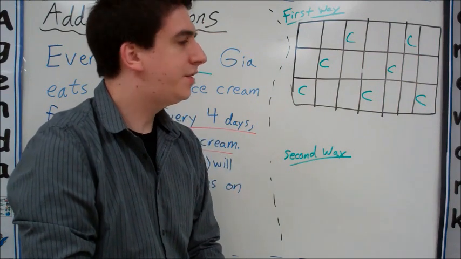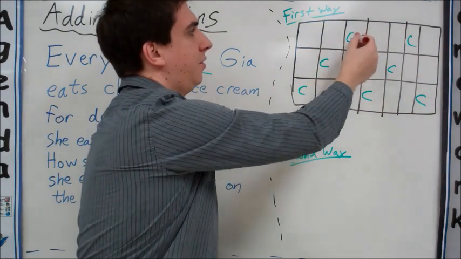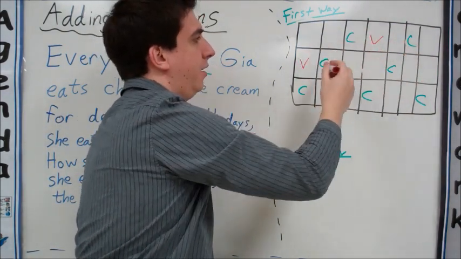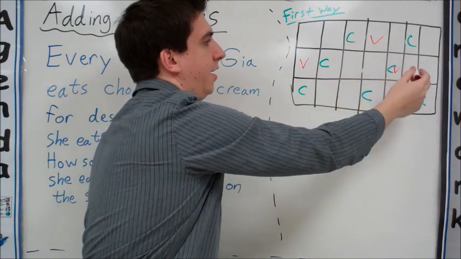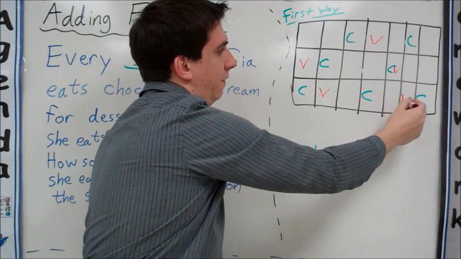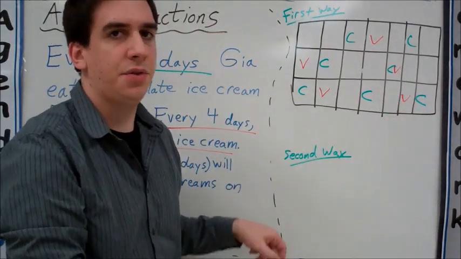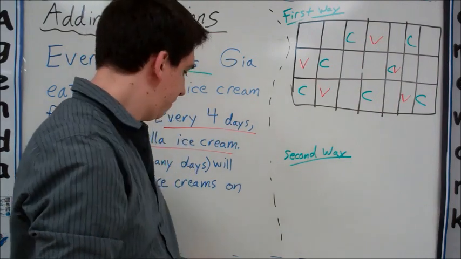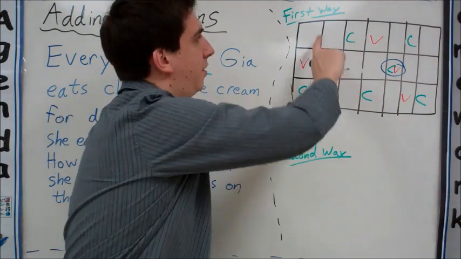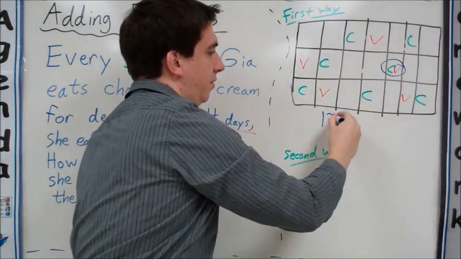Let's see the days that she eats the vanilla ice cream. It's every fourth day. So 1, 2, 3, 4 is vanilla. 1, 2, 3, 4 again, and again. So was there a day where she ate both chocolate and vanilla? There sure was. Let's count which day that was. That is the 12th day.